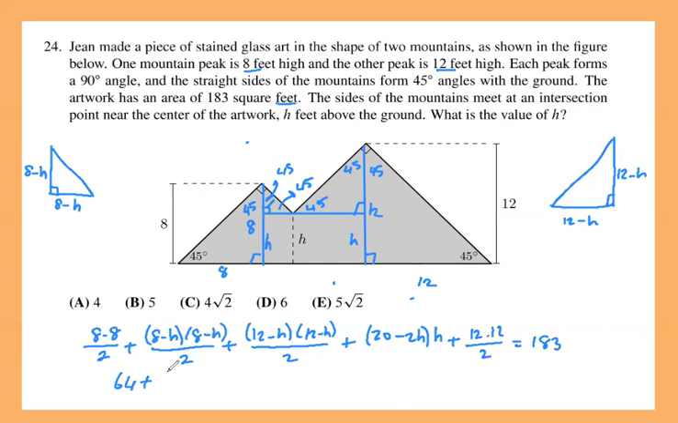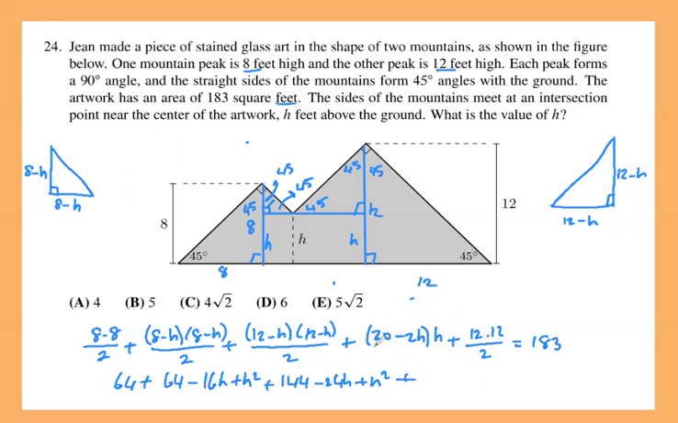And then this one, it will be 64 minus 8 times H, negative 8H. And then if you multiply it 2 times, that will be 16H plus H squared. And then for the second one it is going to be 144 minus 24H plus H squared. So I just expand these.